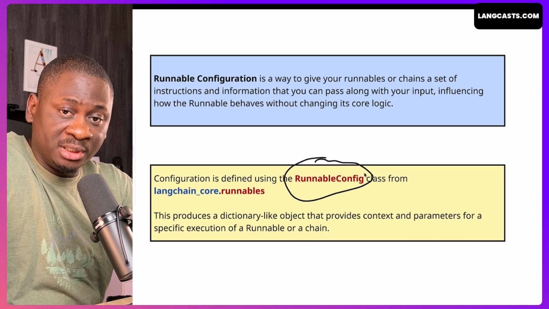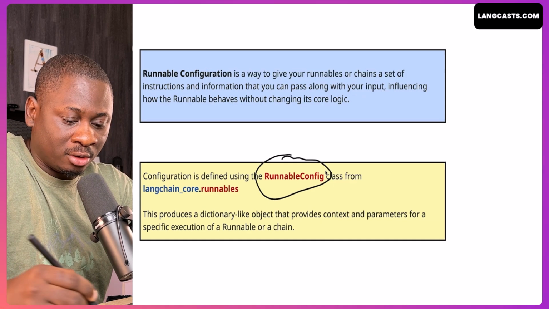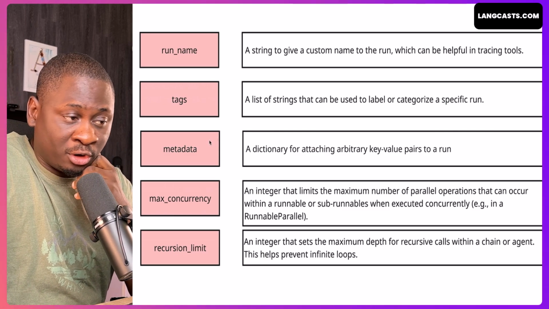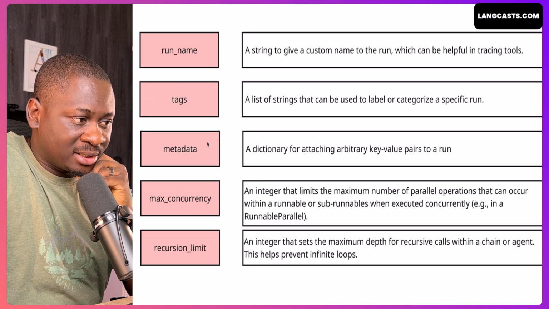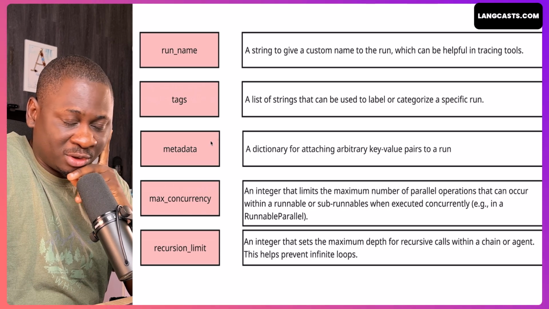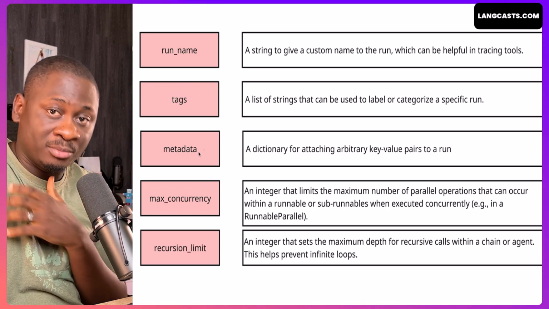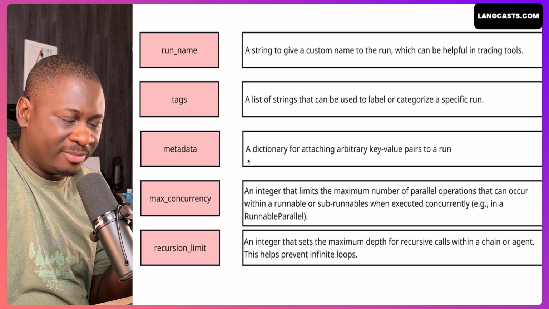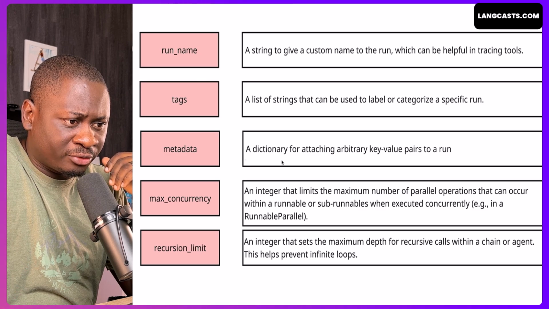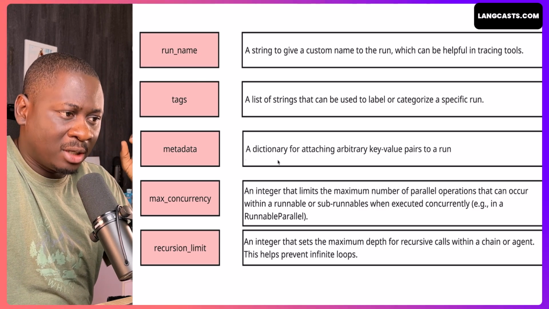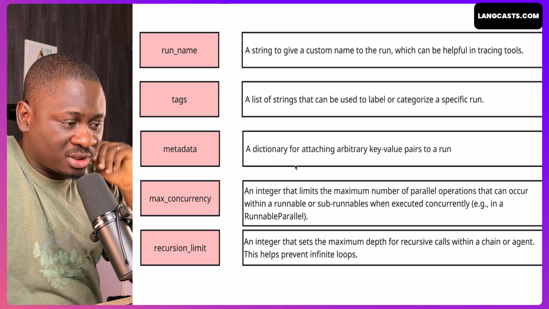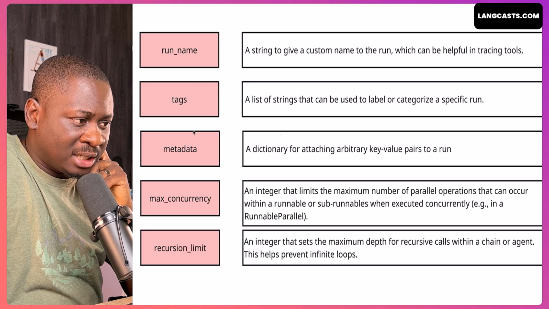Now let us look at the parameters that are available to us to configure. What are the things that we can configure? So first is run name. You can configure the run name. That's the name we want to give to the run. And this can be very important, especially with tracing tools. When you need to trace activities in monitoring tools, you would need to set a name for your runs. It will help you to differentiate one run from the other. For example, if there's one that is causing an error, you'll be able to know that this particular run, this particular runnable, this particular chain is what is causing an error.